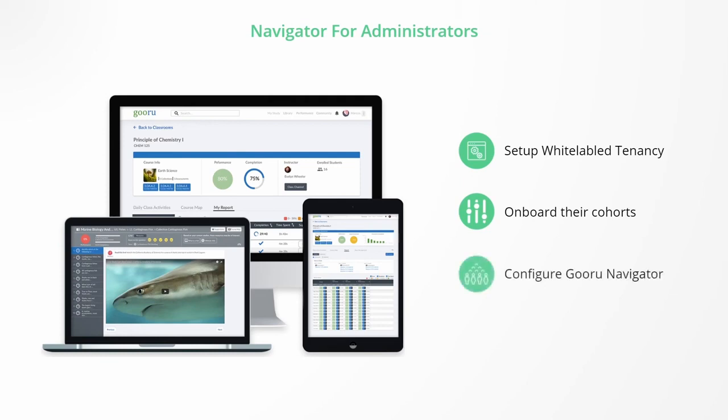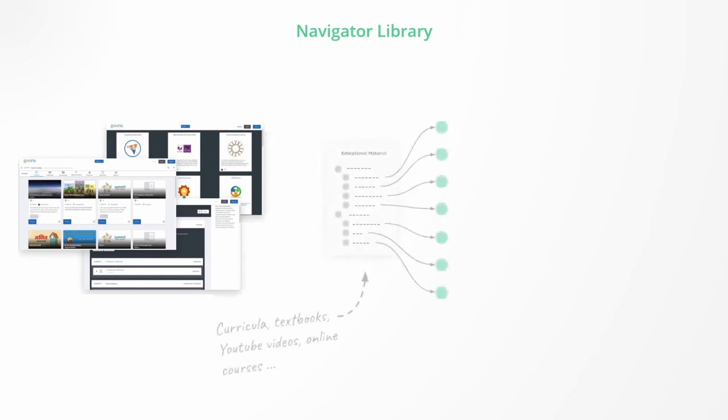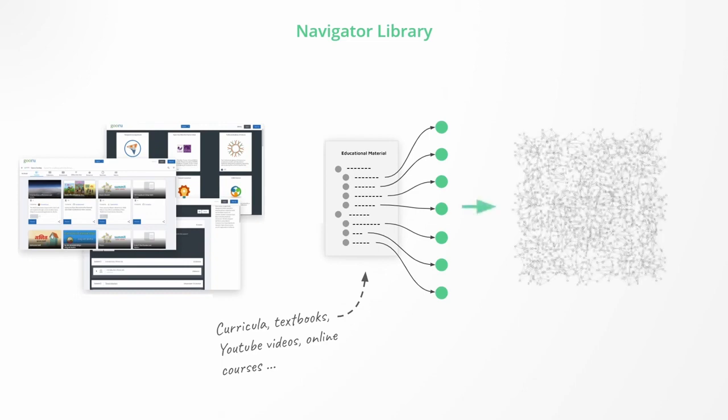It's here that they configure Gooru Navigator to their curriculum standards, their local norms and practices. Navigator for Content Developers, which we call Navigator Library, is where competency frameworks are developed and where educational material like curricula, textbooks, YouTube videos, and online courses are mapped to those competencies.